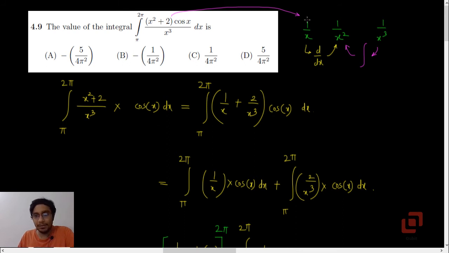Let me use orange color now. And 2 upon x cube is a rational function which is a scalar multiple of 1 upon x cube. Now if you observe, the derivative of 1 upon x is negative 1 upon x squared. So we are now worried about just the power of x. When you differentiate, the power reduces by 1, and when you integrate, the power increases by 1. So the derivative of 1 upon x is 1 upon x squared, and the integral of 1 upon x cube is something which has x raised to minus 2, or 1 upon x squared, in it.